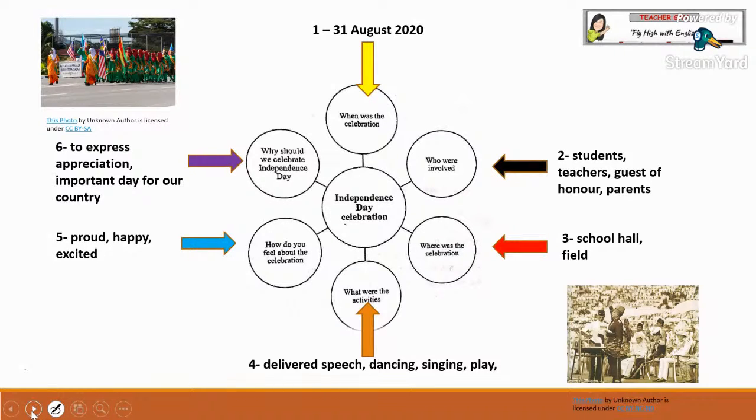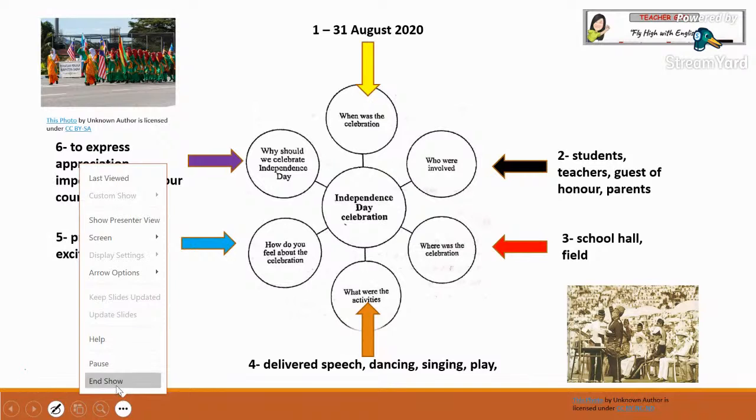Maybe you can start writing some notes down while you're watching. Okay, I'll stop sharing for a while.